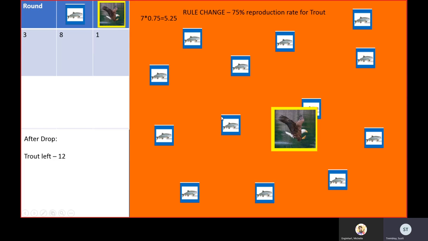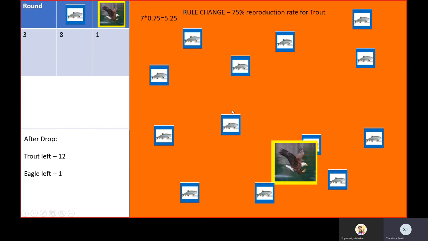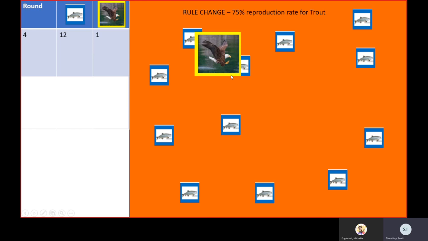So now we only end up with 12 trout. See, normally we would have 14, but now 12. But 12 is still a good number, right? But here we go. So the eagle flies off with his prey, and we get 12 and 1. Remember, because we don't have a full reproduction rate anymore. All right, so let's play the next round.